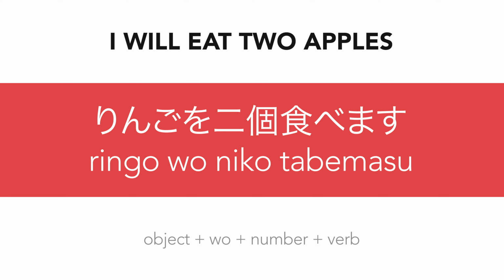The structure of this phrase goes like this. Object, wo particle to mark this object to be affected by the verb at the end of this sentence, then the number of this item that you will interact with, followed by the verb describing the action that you will take. Again, as apple was marked with the wo particle, we should immediately know that this apple will definitely be eaten. So again, the structure of this phrase is object, wo, amount, verb.